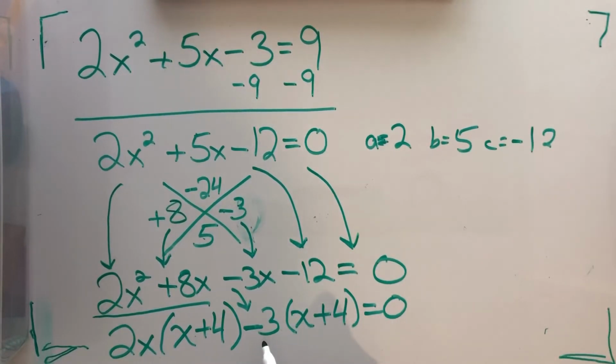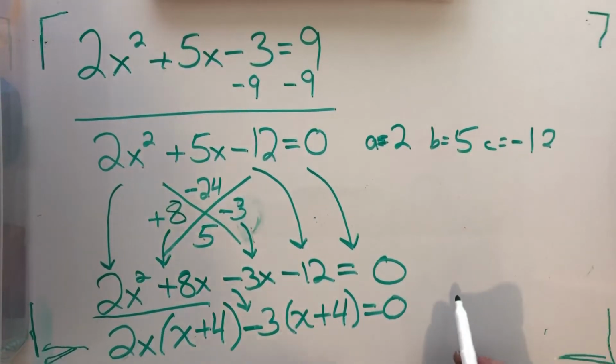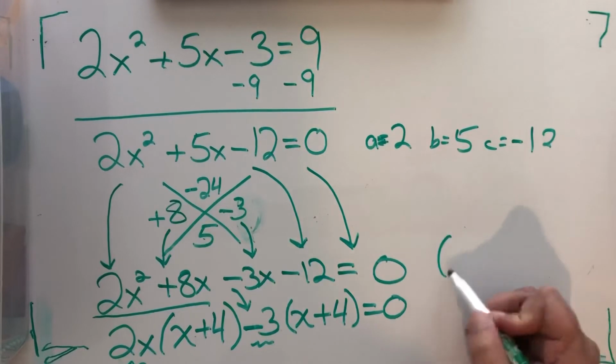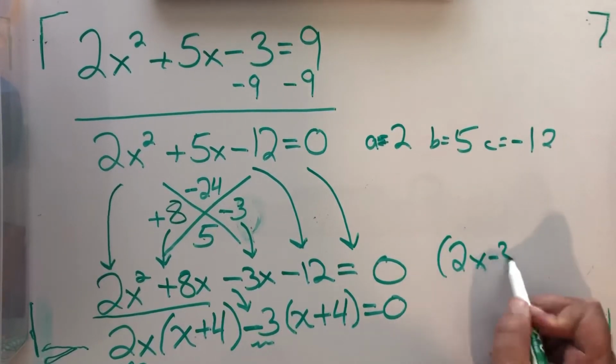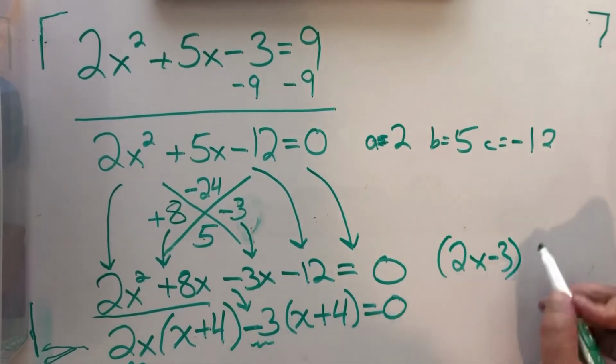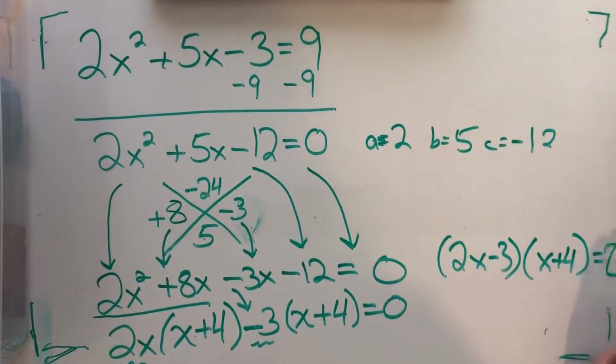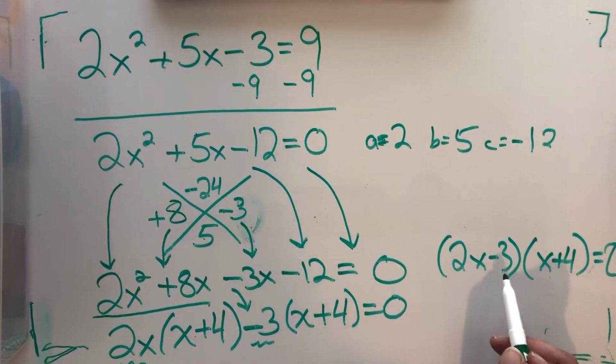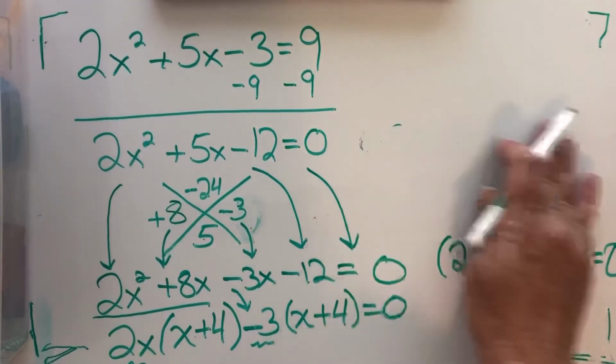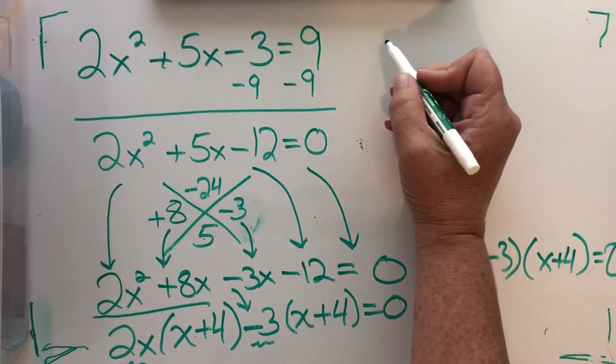And let's see, what's the best way to make this show? I'm going to write the factors over here. So I know I have this 2x and this minus 3, and those are going to become one of the factors, 2x minus 3. And the other factor is x plus 4. And I'm going to write equals 0. Okay, so now I have factored this. And I'm going to actually keep going up here. I think that'll work best.